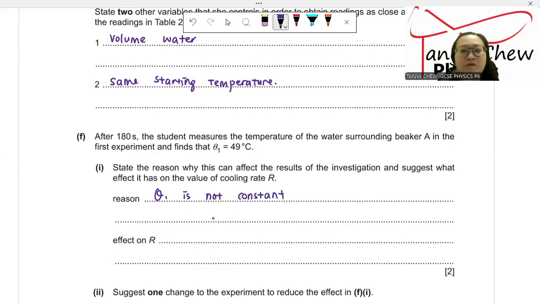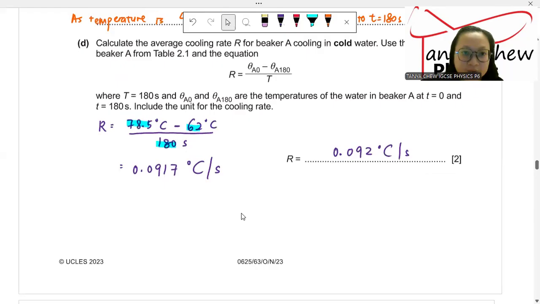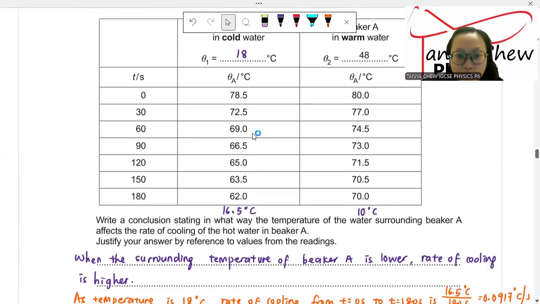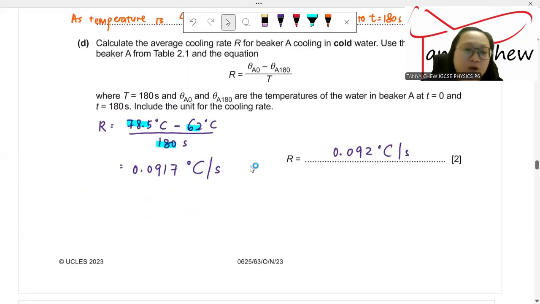So how could it affect R? So the R would have to decrease because the starting temperature is not constant, right? So you see, this is the theta 1, right? When you calculate, where is it? The theta 1. So this is 48. Instead of 48, you get 49. So your theta is 49, so it will affect the rate of cooling.